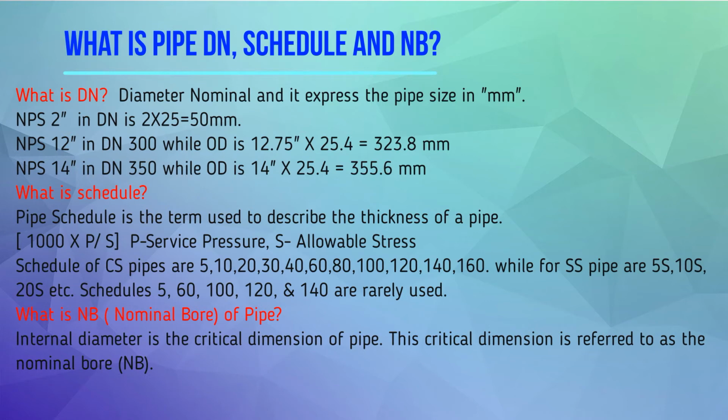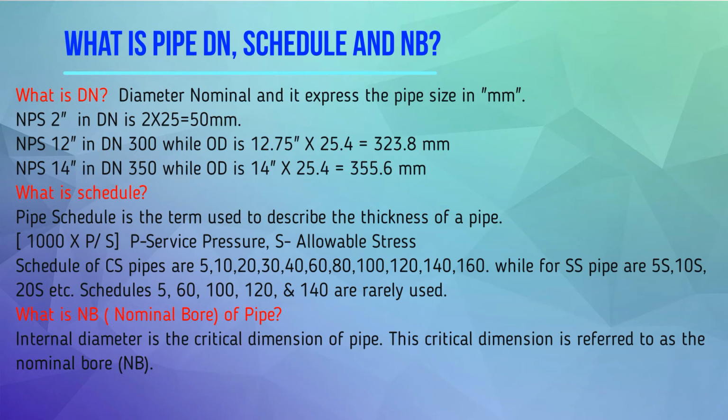What is nominal bore of pipe? Internal diameter is the critical dimension of pipe. This critical dimension is referred to as nominal bore. For pipes having pressurized fluid, the wall thickness and the strength of the pipe are the most important factors for high pressure piping.